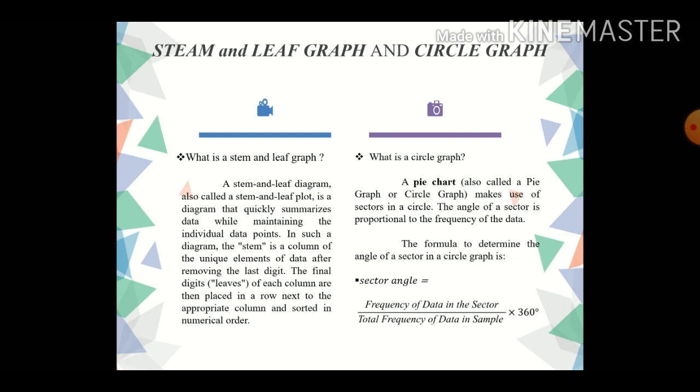What is a circle graph? A pie chart, also called a pie graph or circle graph, makes use of sectors in a circle. The angle of a sector is proportional to the frequency of the data. The formula to determine the angle of a sector in a circle graph is: sector angle equals frequency of data in the sector, divided by total frequency of data in the sample, times 360 degrees.